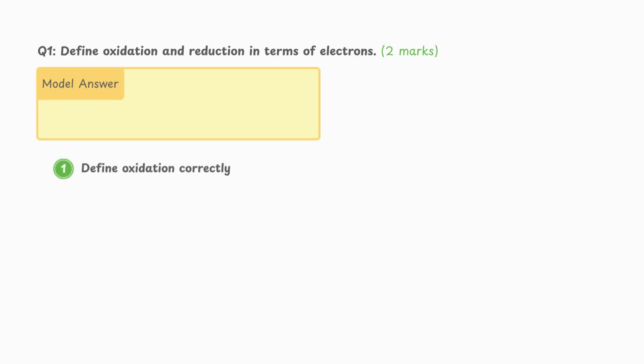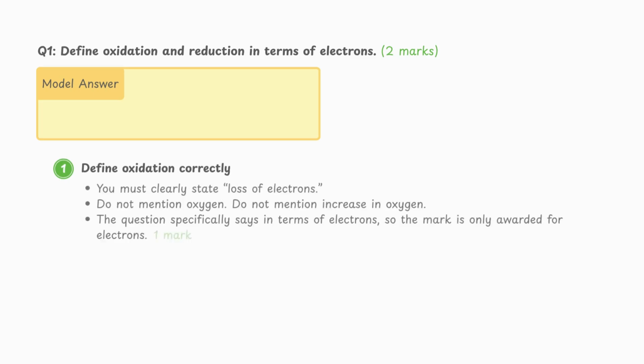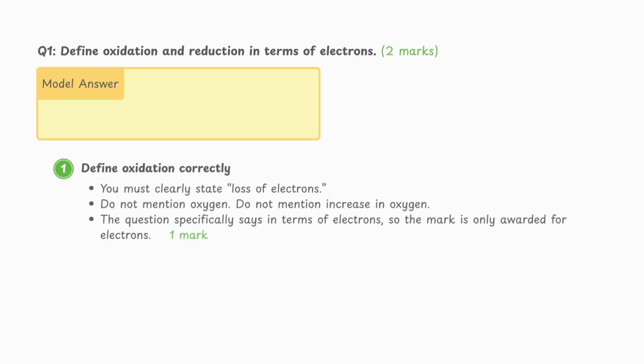For oxidation, the correct definition is, oxidation is the loss of electrons. You must mention loss of electrons without referring to oxygen. The mark is awarded only if you focus on electrons.